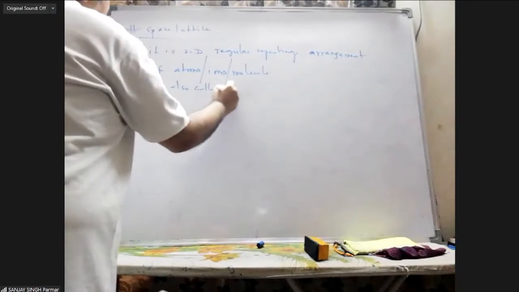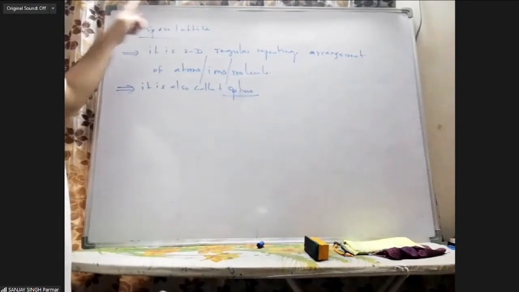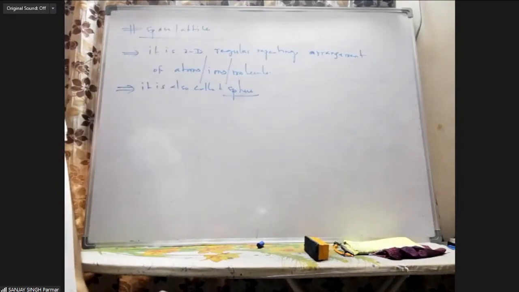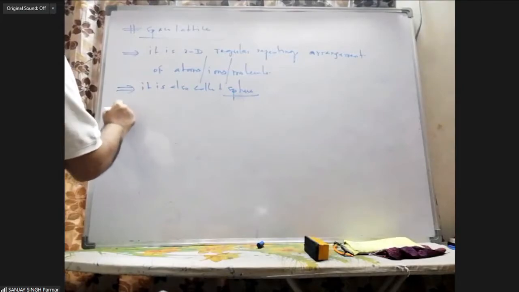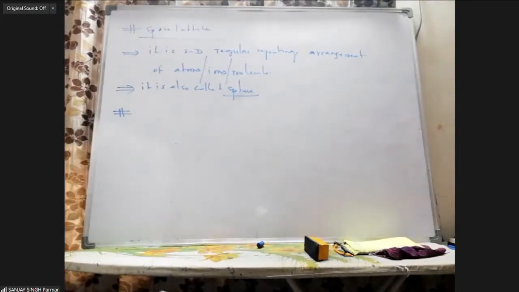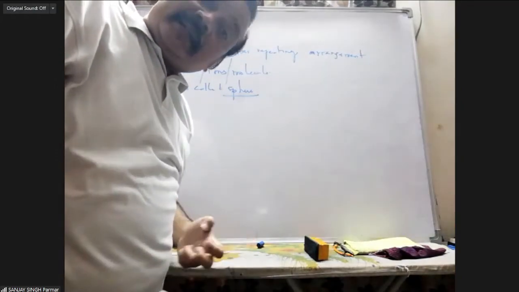It is also called a sphere. So space lattice is also called a sphere. Now the question arises: what is the difference between the structural motif and the space lattice?